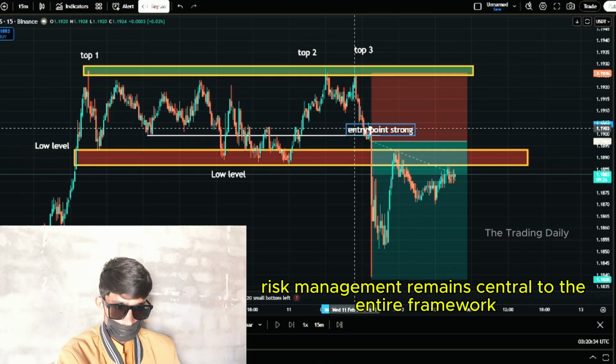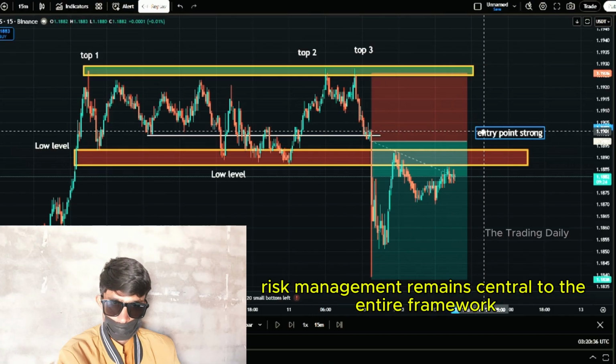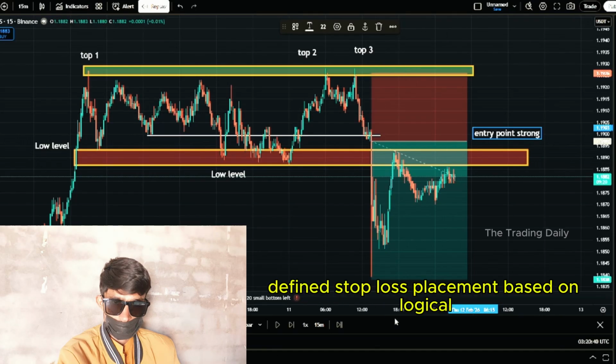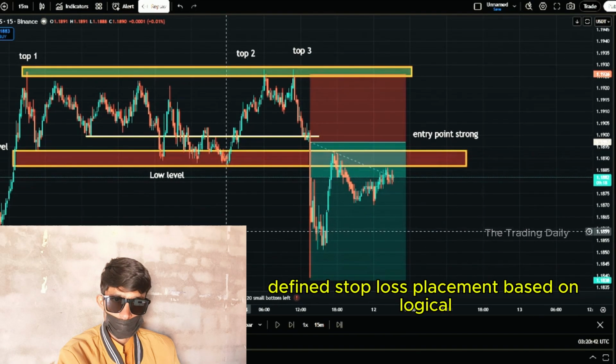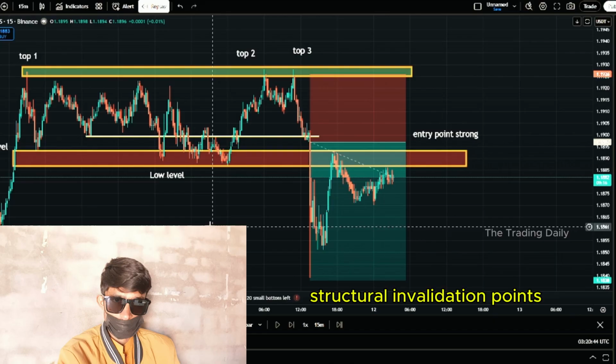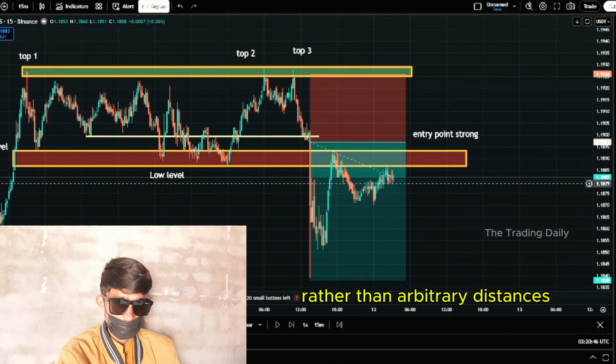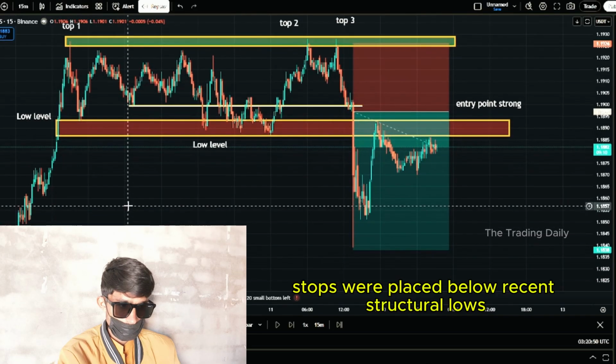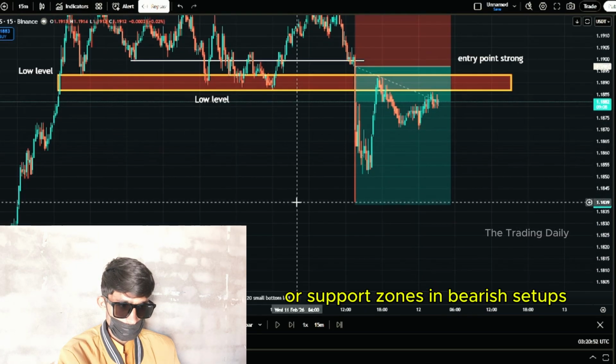Risk management remained central to the entire framework. Every potential setup required defined stop-loss placement based on logical structural invalidation points rather than arbitrary distances. In bullish setups, stops were placed below recent structural lows or support zones.